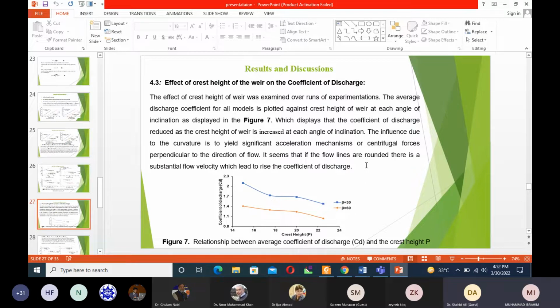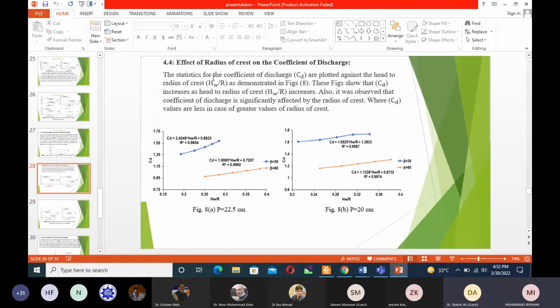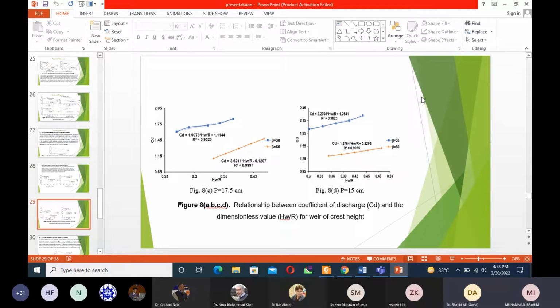The third one is the effect of crest height on the coefficient of discharge. As the crest height increases, the coefficient of discharge reduces. It has an inverse relation between these two. The fourth one is the effect of radius of crest on the coefficient of discharge. This figure shows that the coefficient of discharge increases as the head to crest ratio increases, but with the increase in the radius of the crest, the coefficient of discharge decreases.